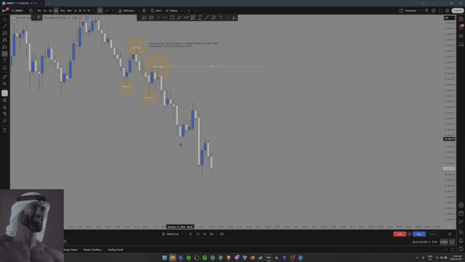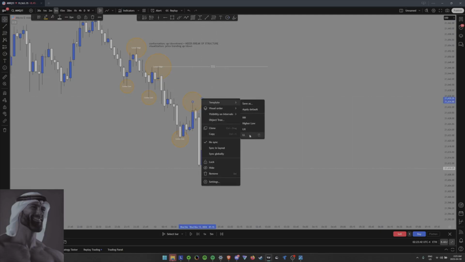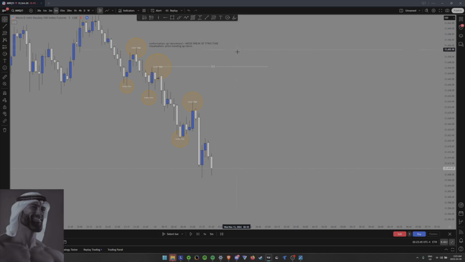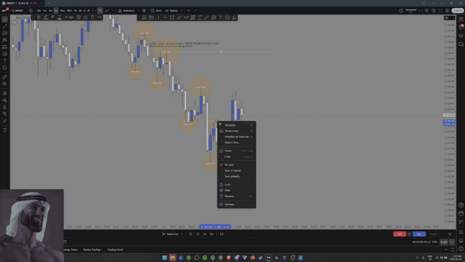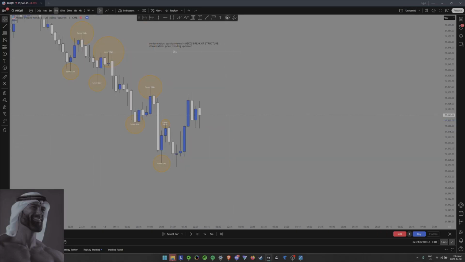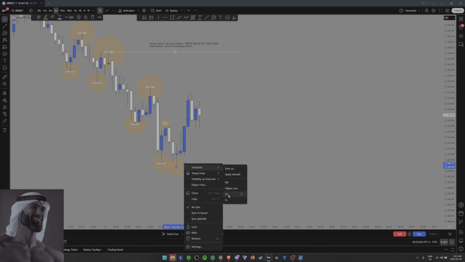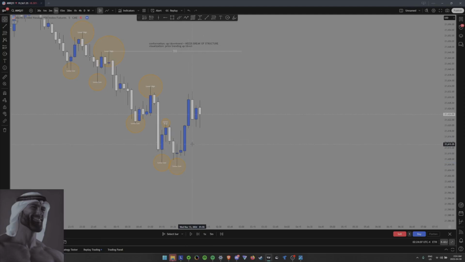Okay. Let's mark some more points out. So lower low, lower high. I wonder if there's a way to auto select this, like a shortcut on my keyboard. Okay. Lower low. And here we go. So this would be a lower high once more, right? And then right here, another lower low. And we're looking for a lower high right here.